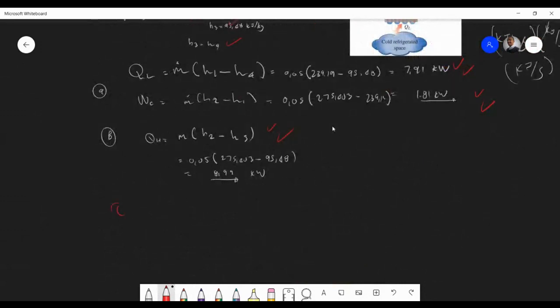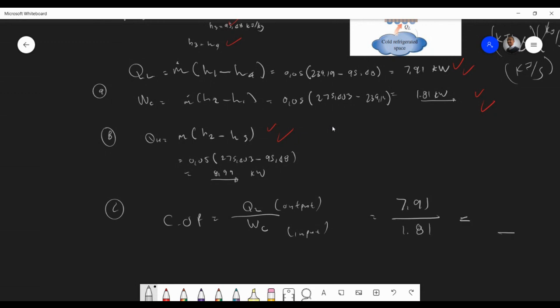Like I said, because this is not a heat pump, what we want is the refrigerated space. So that is our output, and our input is our compressor, WC. So we take QL, 7.91, and we divide by 1.81, and that'll be our COP. What is my COP?